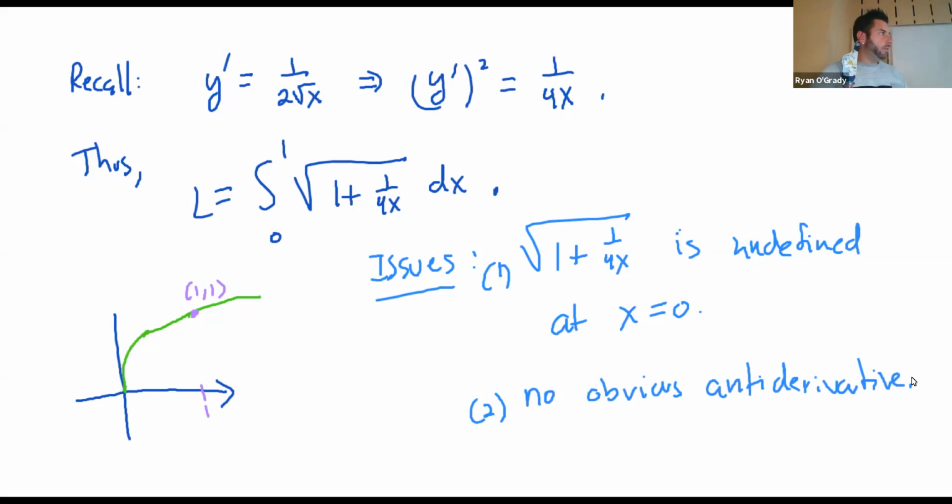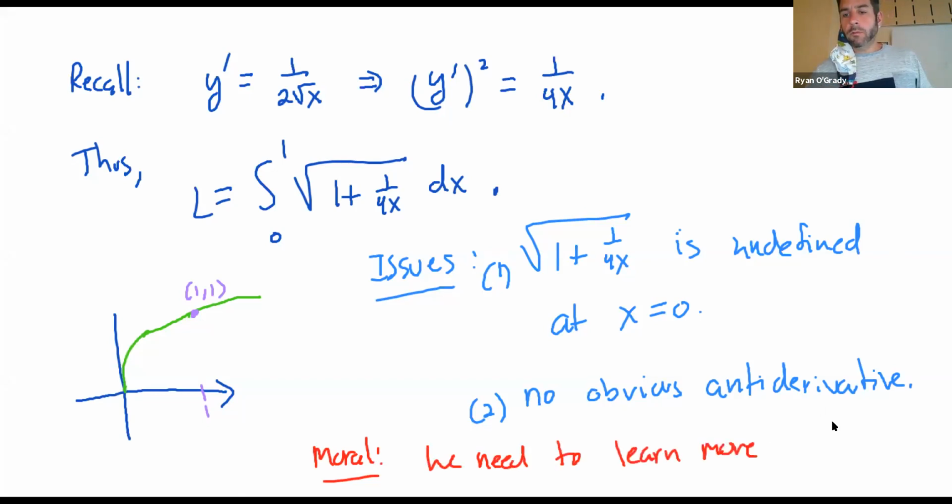So again, let me repeat this. We look at that green curve, or if you go to Desmos and graph this, you're going to say, okay, that curve has to have a length. And we believe the length is given by this integral, but right away there are two issues with trying to evaluate it. So what is the moral of this particular problem? The moral is we need to learn more stuff. That's the moral.